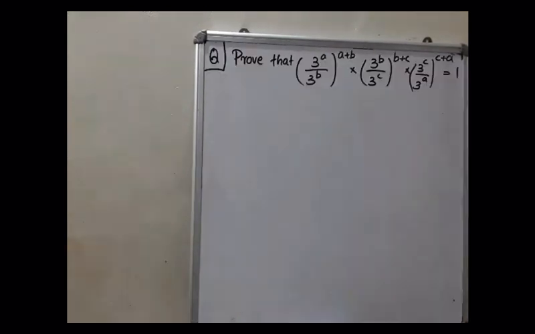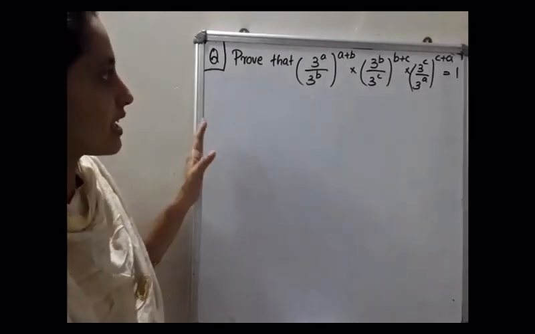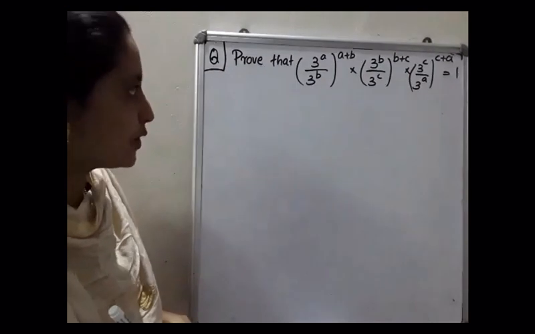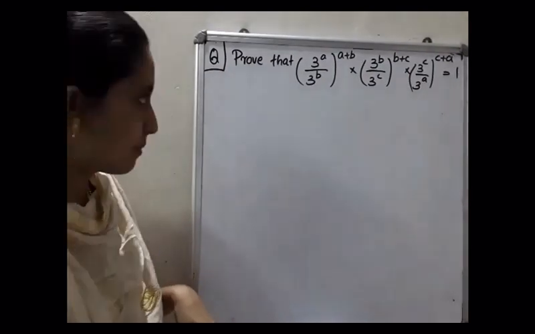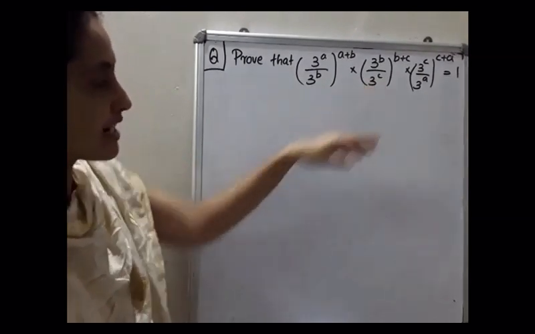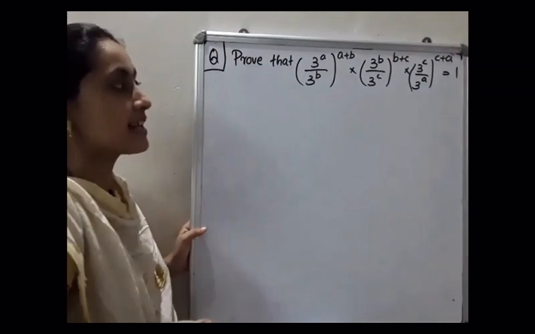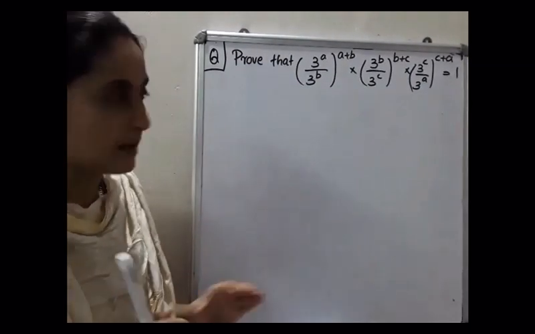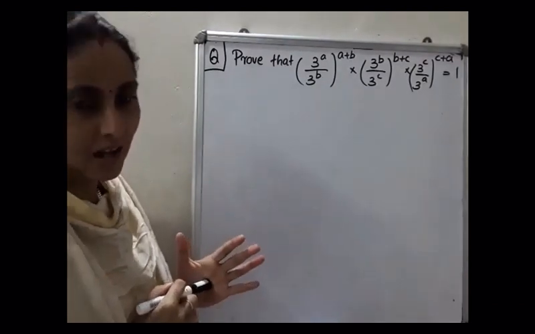Yes, next question is another type. Prove that (3 raised to a by 3 raised to b) the whole raised to a plus b, into (3 raised to b by 3 raised to c) the whole raised to b plus c, into (3 raised to c by 3 raised to a) the whole raised to c plus a is equal to 1. Simple question. Don't worry about the length of the question. So here we want to apply the laws.